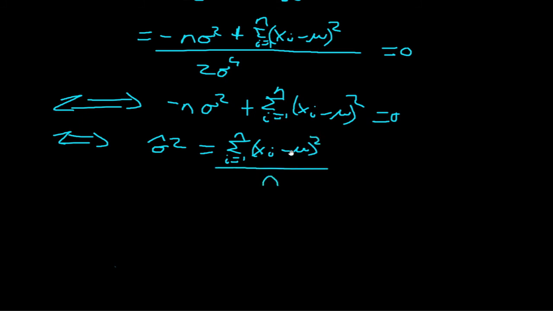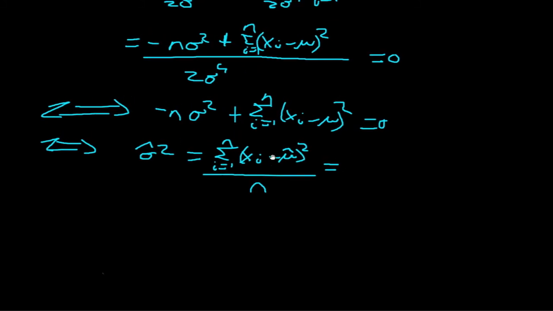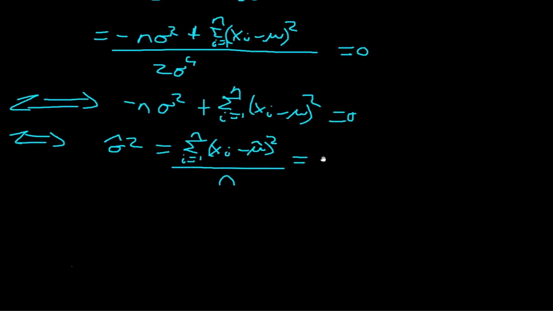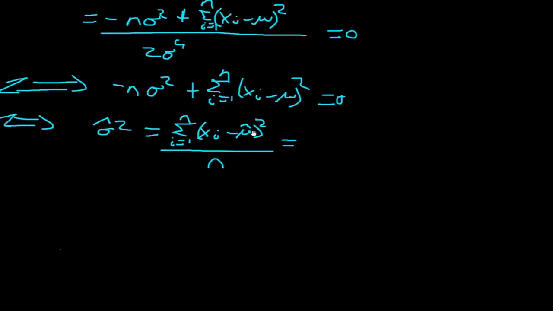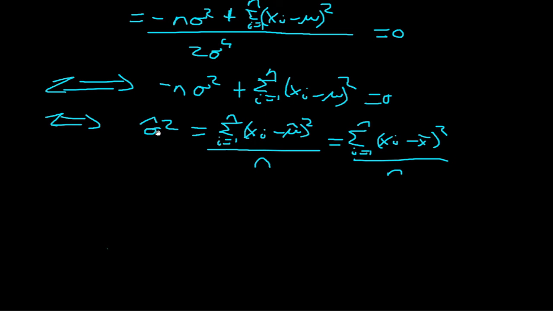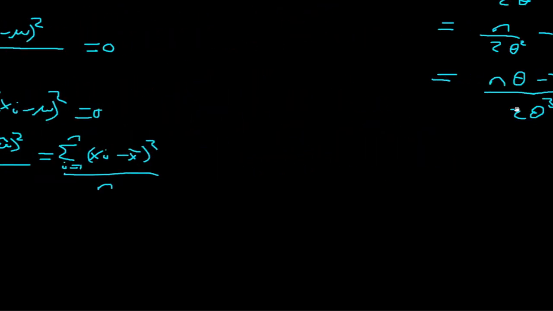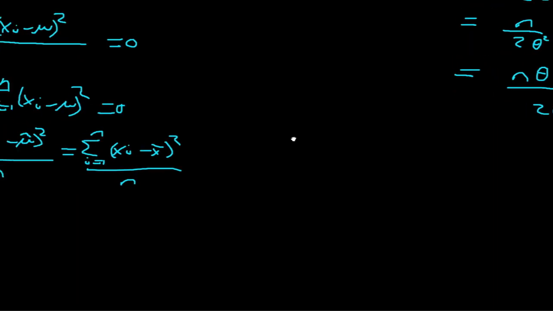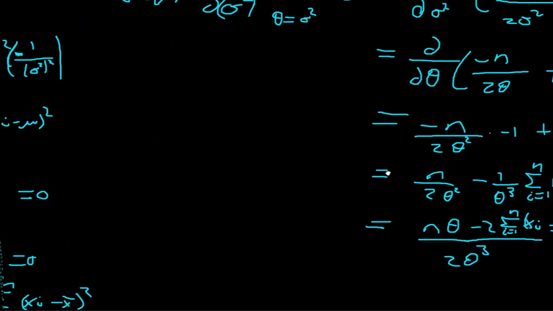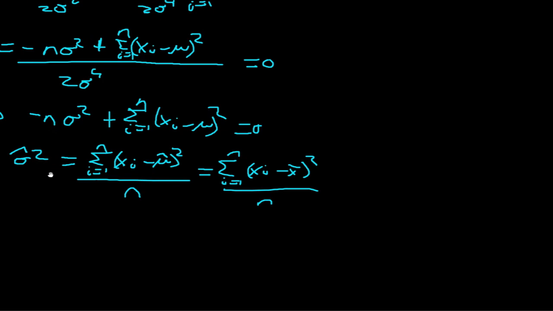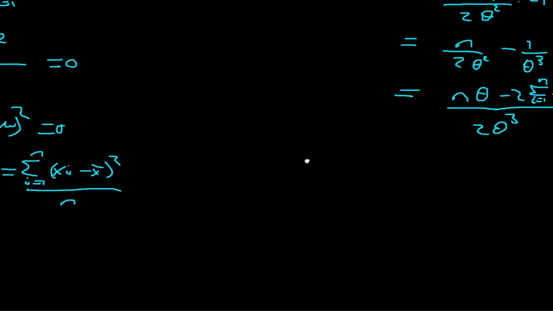And please note that of course we don't know this value of mu, so we replace the mu by the estimate of mu, which is the sample mean. So this will be our estimator for sigma squared, but we still need to check the second order condition, and we have said that theta equals sigma squared, so we will plug in this right here for theta.